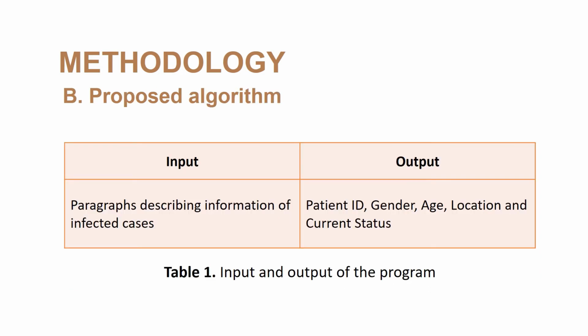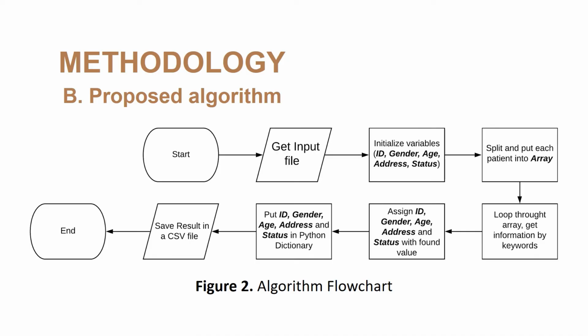The proposed algorithm in this presentation will filter the information based on keywords. With the help of the Pandas library, the results can be returned in CSV format. In Figure 2, the algorithm flowchart is presented.